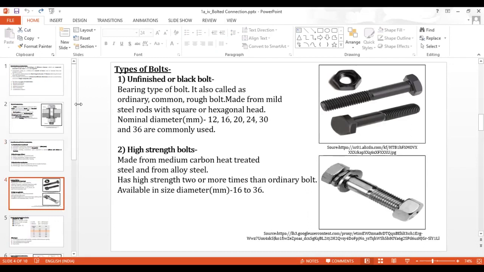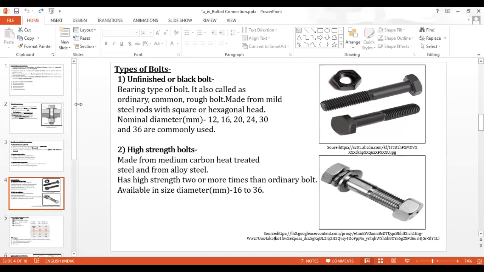The unfinished or black bolts, the bearing type of bolt, are also called ordinary, common, rough bolts, made from mild steel rod with a square or a hexagonal head. The nominal diameter of unfinished or black bolt is 12 mm, 16 mm, 20 mm, 24 mm, 30 mm, and 36 mm respectively. And they are commonly used for temporary structures.